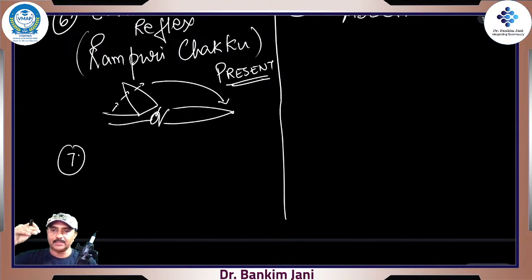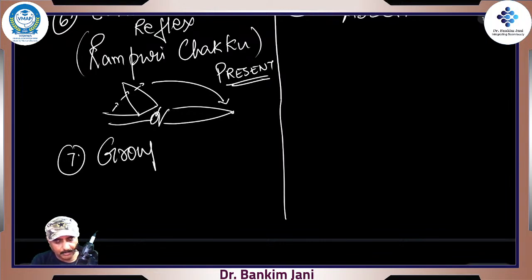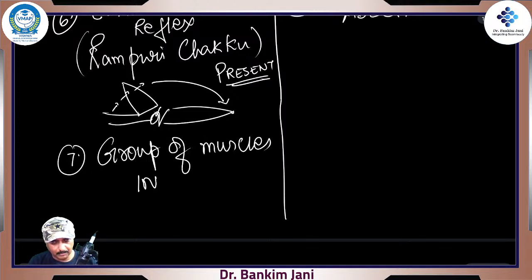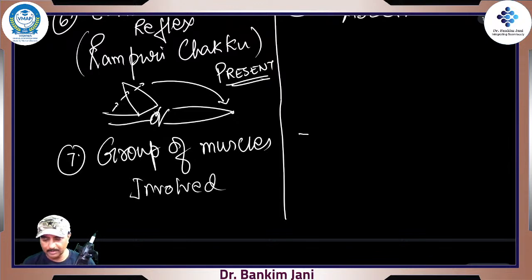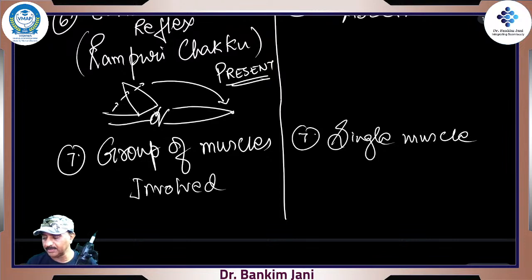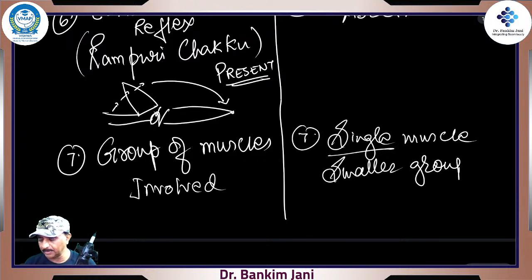One another difference we see here: obviously the lesion is at a higher level, so many muscles would be involved. So here, a group of muscles are involved. While in this case, usually a single muscle, depending upon where exactly the lesion is, but usually a single muscle or a smaller group is involved.